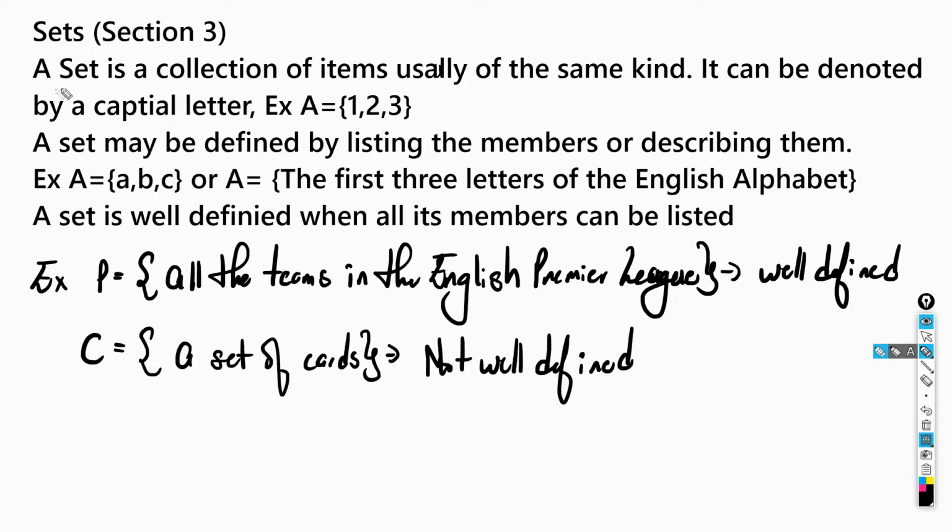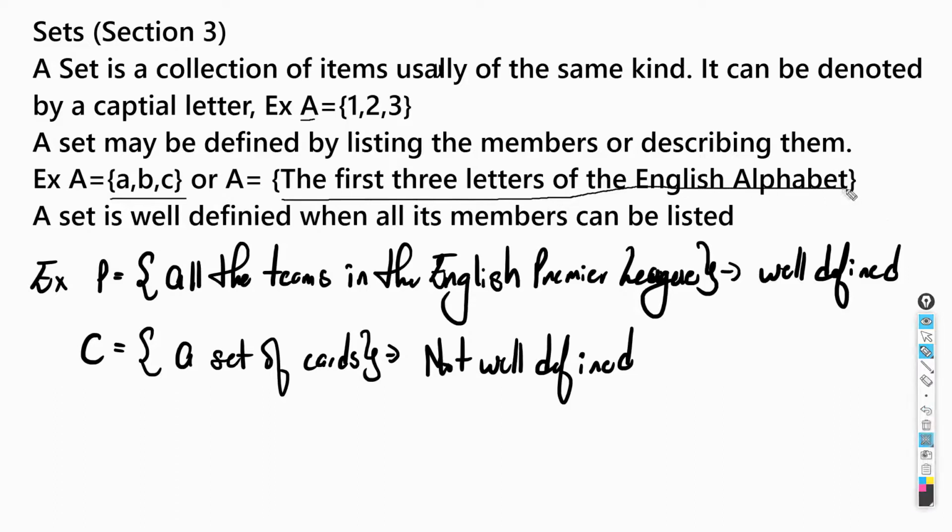So it says a set is a collection of items, usually of the same kind. It can be denoted by a capital letter, for example A is equal to 1, 2, 3. This is a set. And a set may be defined by listing the members or describing them. So for example, you have A is equal to A, B, C, or A is equal to the first three letters of the English alphabet. The first three letters of the English alphabet are A, B, and C. So this is how you can describe a set instead of just listing the members.